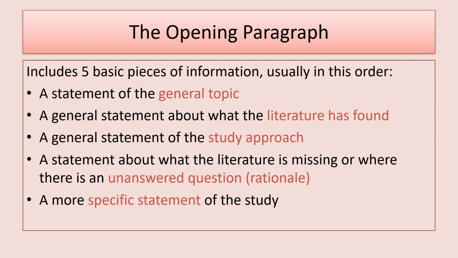The opening paragraph includes five basic pieces of information, usually in this order: a statement of the topic, a statement about what the literature has found, a statement of the study approach, a statement about what the literature is missing, or where there is an unanswered question or rationale for the study, and a more specific statement of the study.